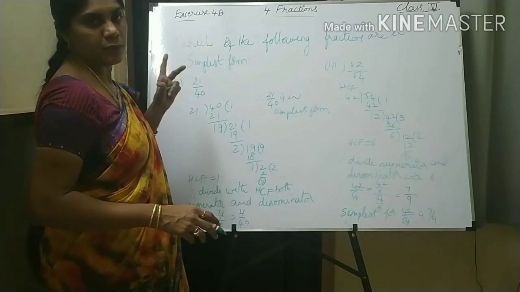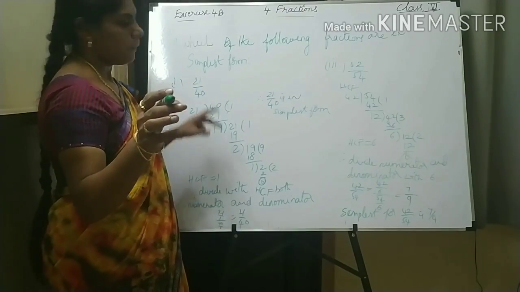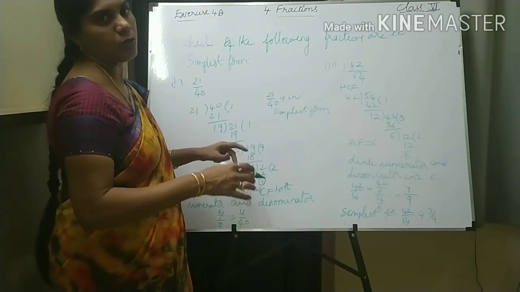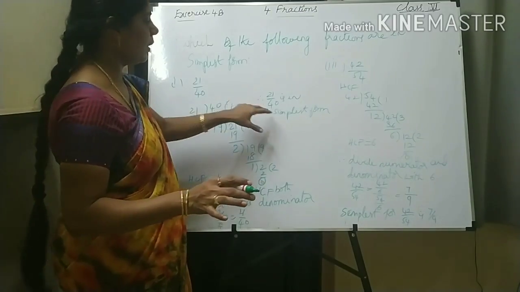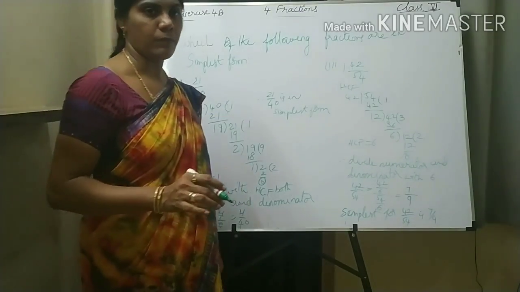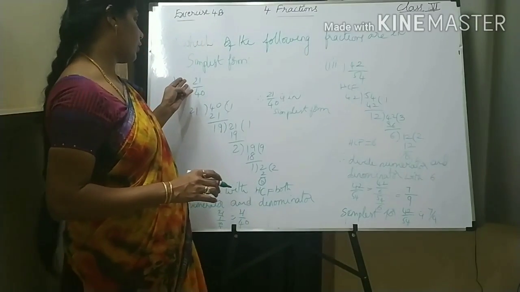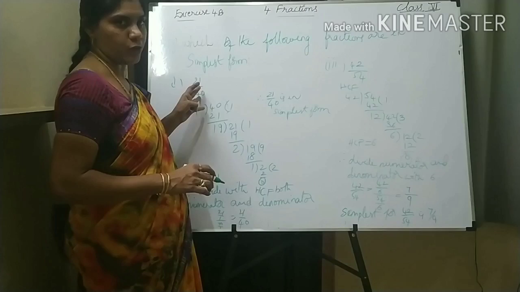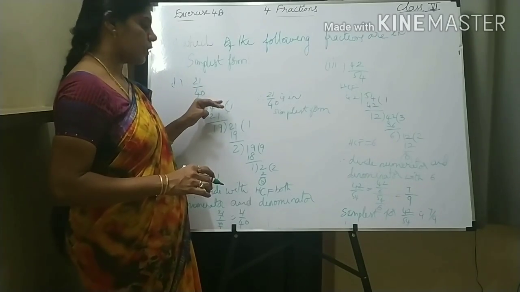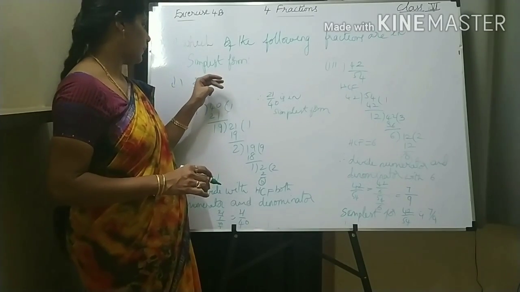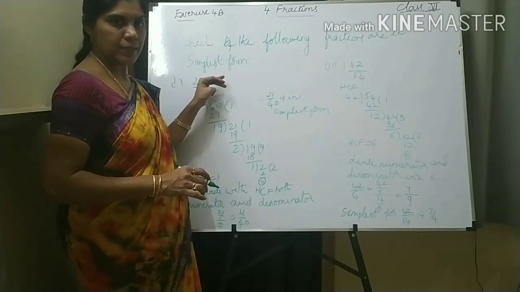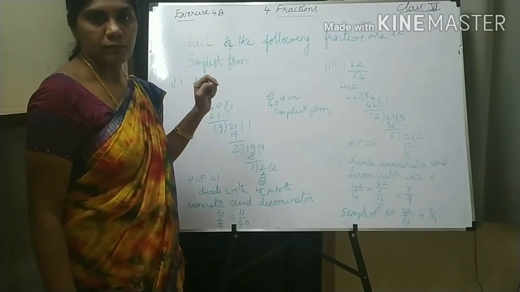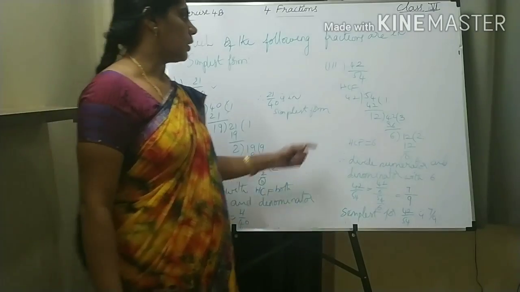That means HCF is 1 means factor 1 for both numerator and denominator means that is already in simplest form. No need to write simplest form. Okay? 21 by 40 is in simplest form. So by seeing here, you can find out. In 3 table you will get 21, but you are not getting 40. If you observe 4th table you will get 40. You are not getting 21. By seeing this one only, you can say that this is in simplest form.